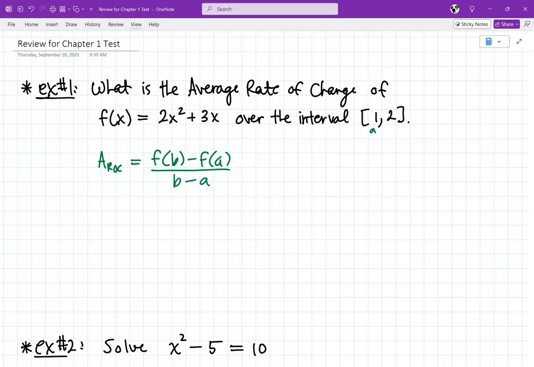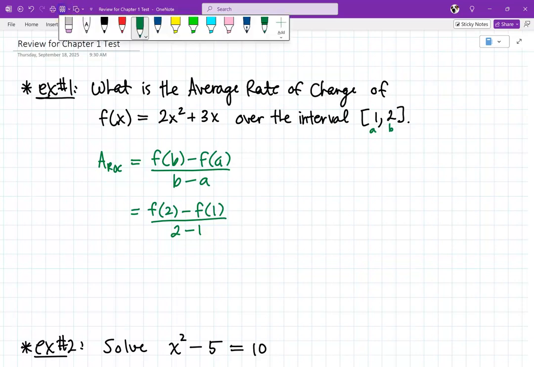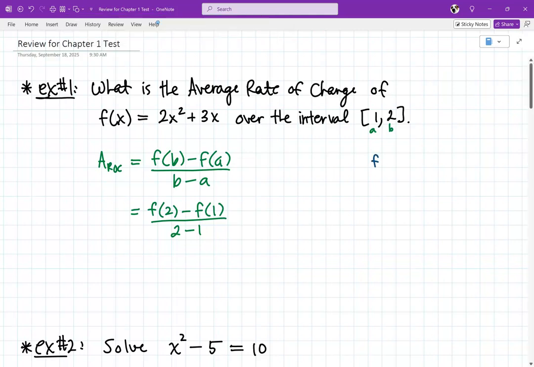Now, what is a and b? Well, a and b are the interval values. So I'm going to plug those numbers into my formula for a and for b. So it's going to look like this. F of b, that's f of 2, minus f of a, that's f of 1, over 2 minus 1. Now, my job is to figure out what is f of 2, what is f of 1. Okay, so f of 2.